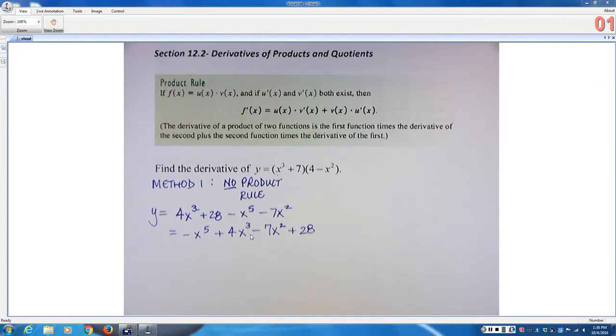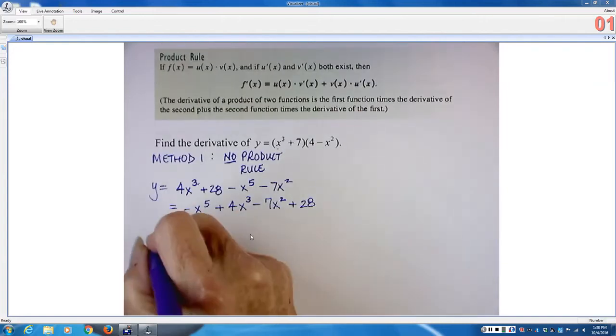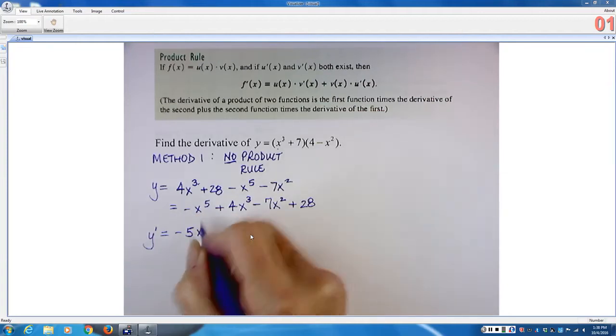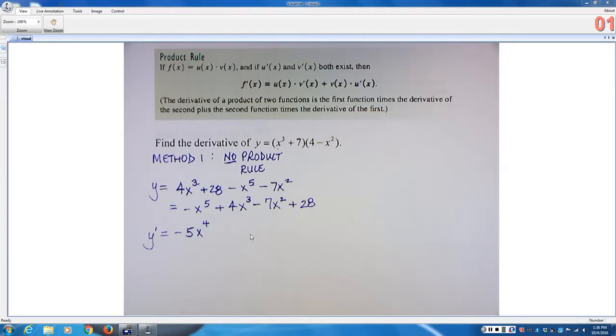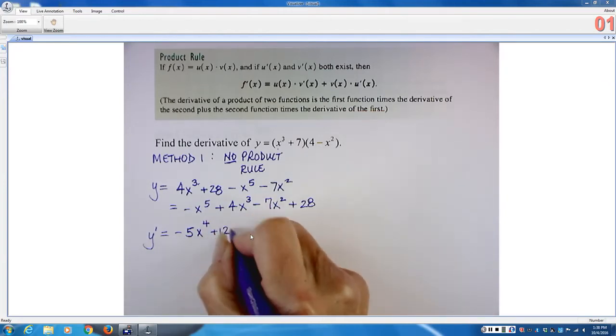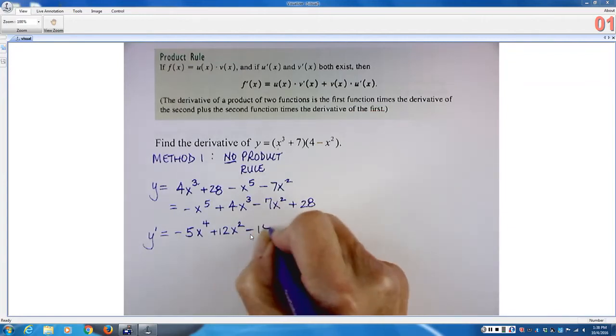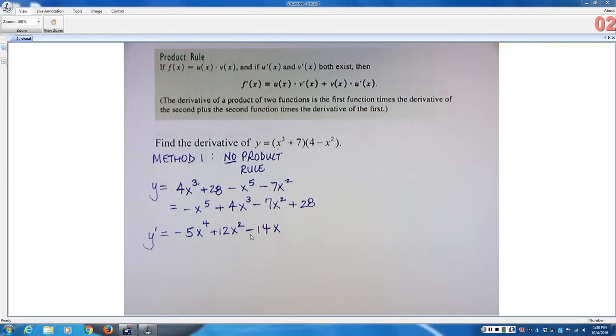And then we would have taken the derivative of each term. 5 times negative 1 is negative 5. X to the 5 minus 1 is 4. 3 times 4 is 12. X to the 2nd. 2 times negative 7 is negative 14. X to the 1st. And the derivative of 28x is 0. So we could have done this problem, if we had fairly decent algebra skills, without needing a product rule. However, the product rule makes our life a whole lot easier.